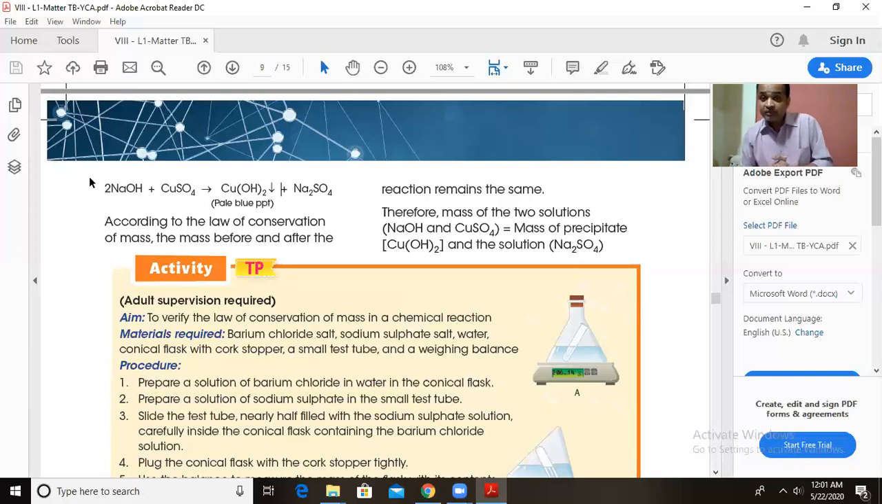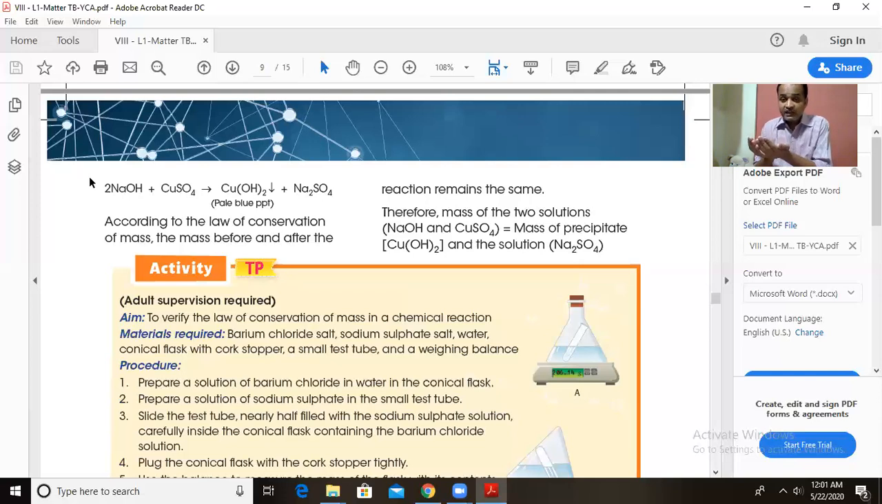Next example, your basic question: sir, what about burning of wood? Suppose I take 1 kg of wood and burn it, the ash remaining will be just 50 grams or 100 grams. So where has the remaining mass gone? The remaining mass is given out in the form of water vapors which were present in the wood. Then the carbon present in the burning wood is also given out in the form of CO2 and CO.